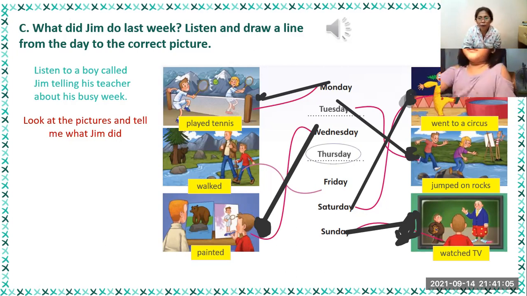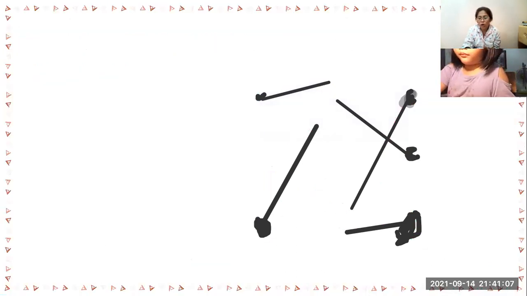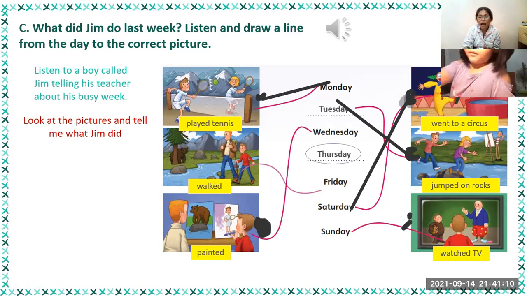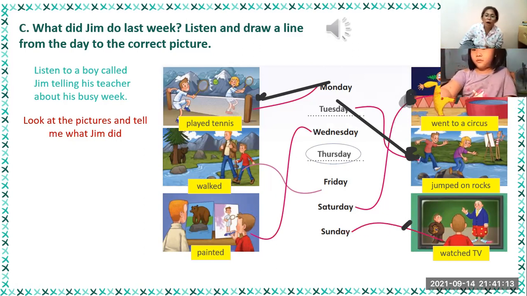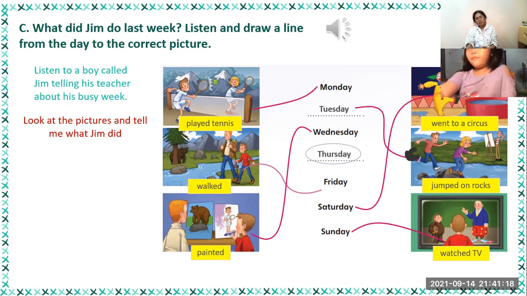Okay. That's good. Friday. How about on Sunday, the last thing? What did Jim do on Sunday? We watched TV about a man. He doesn't like his job because he wants to be a clown. Okay, that's it. Very good. Great job.